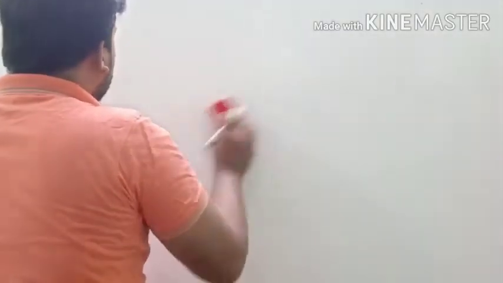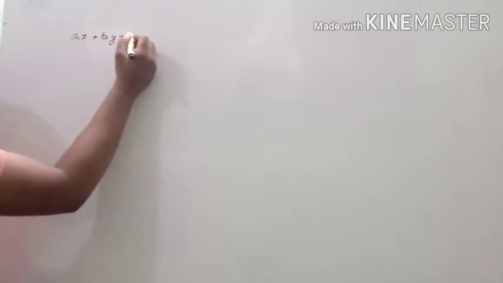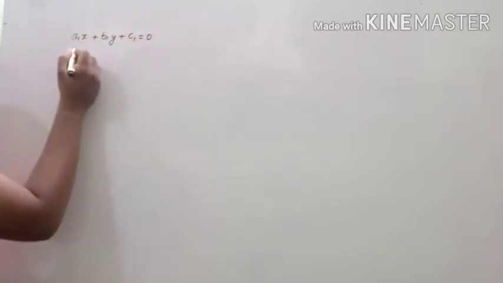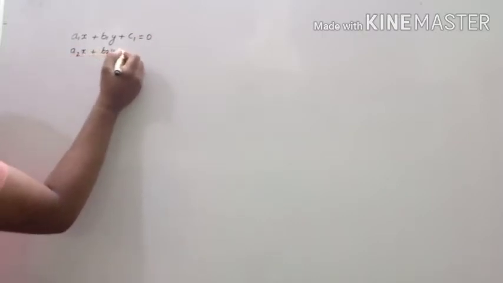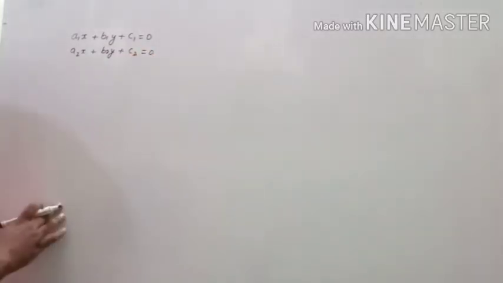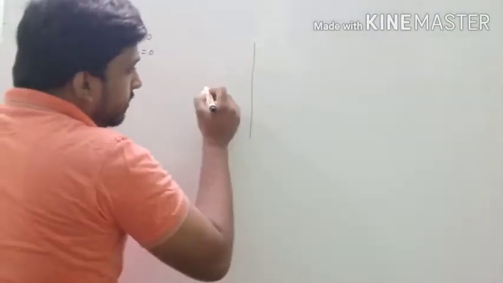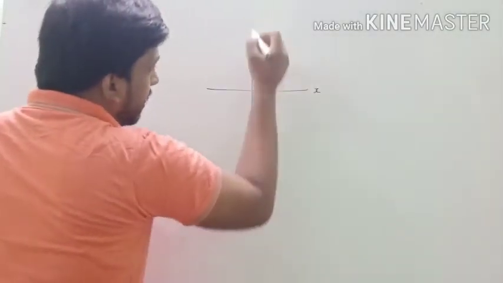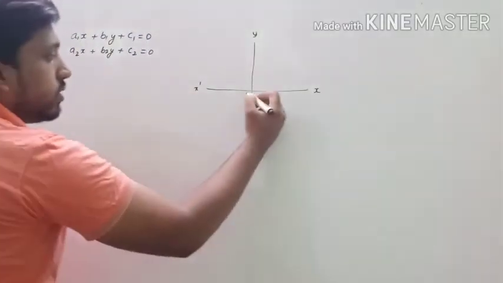So we were speaking about an equation, that is a1x plus b1y plus c1 is equal to 0, a2x plus b2y plus c2 is equal to 0. These are the two equations we have. Now whenever we take the coordinate system, this is the x-axis and this is the y-axis. So x dash and y dash. So this is the origin.